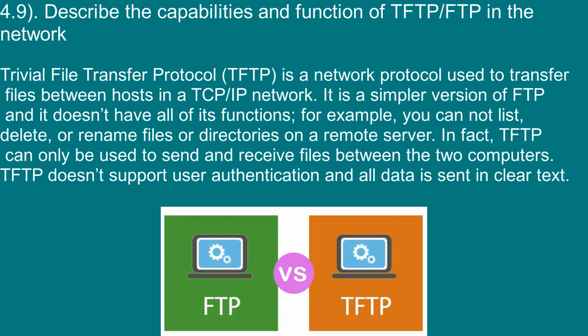TFTP is a network protocol used to transfer files between remote machines. It is a simple version of FTP, lacking some of the more advanced features FTP offers but requiring fewer resources than FTP. Because of its simplicity, TFTP can be used only to send and receive files.